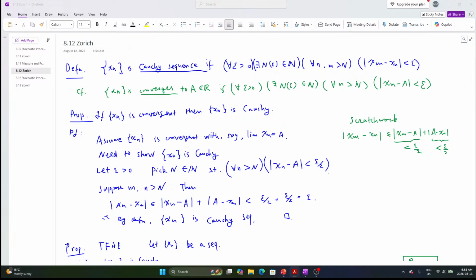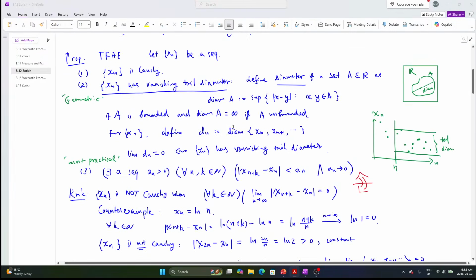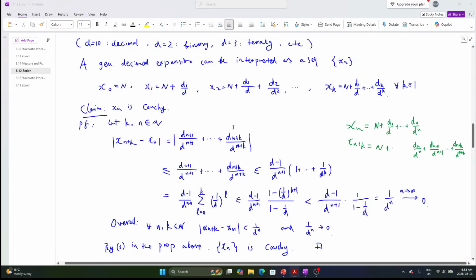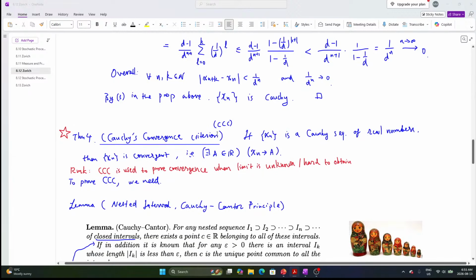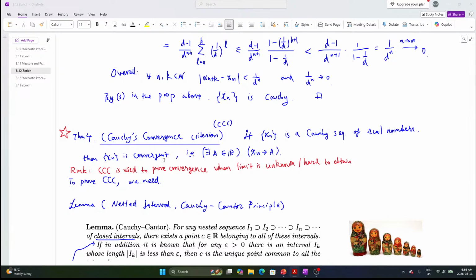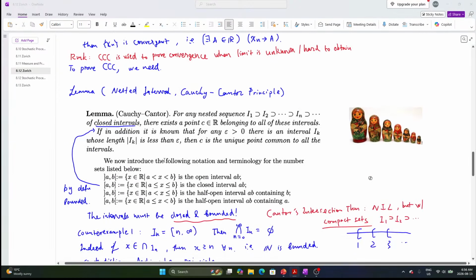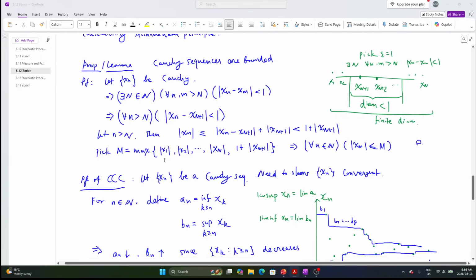Let's get started. Yesterday we were talking about Cauchy sequences, and we did a lot. We proved a bunch of properties of Cauchy sequences, and above all the Cauchy convergence criterion, CCC, which says a sequence of real numbers is Cauchy if and only if it is convergent. We also saw two interesting applications. One is proved, one is not.